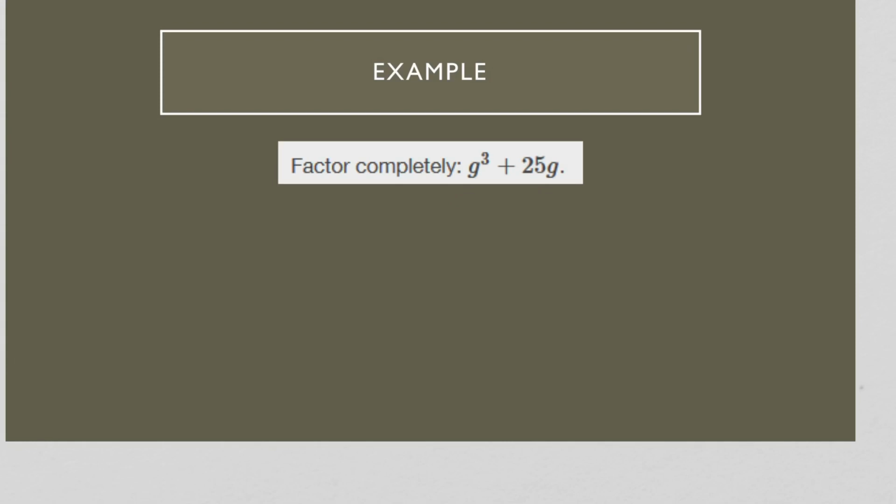So we're going to factor out G, and what times G would give me G cubed? That is G squared. And what times G would give me 25G? That is plus 25. Honestly, that's as far as we can go. This right here is prime. A sum of squares is prime, always.